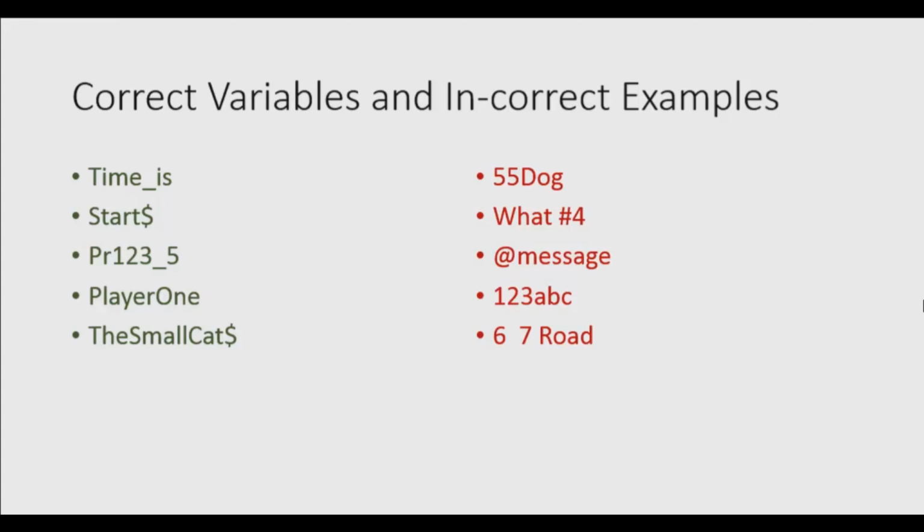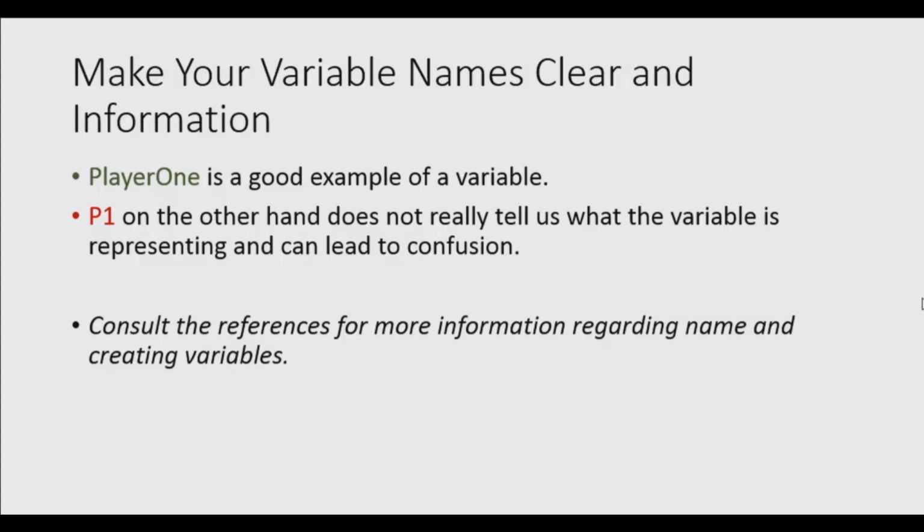To sum this lesson up, it is important that you make your variable names clear, informative, and easy to understand. For example, player1 is a better choice for a variable than p1. Player1 clearly tells us what our variable is about. P1 could be confusing if somebody else was to use your code, or if it's been a long time since you've used this piece of code and you just forgot what p1 was referencing.